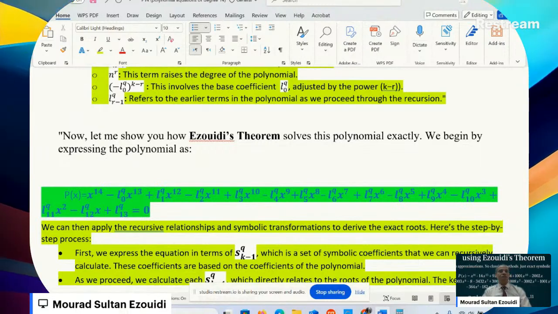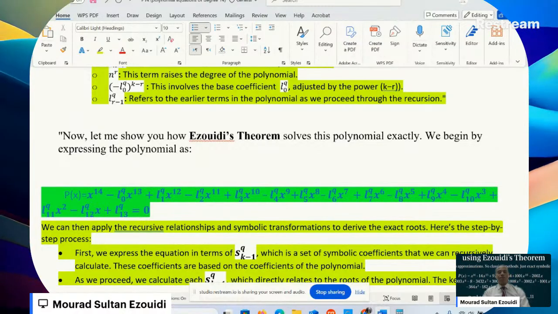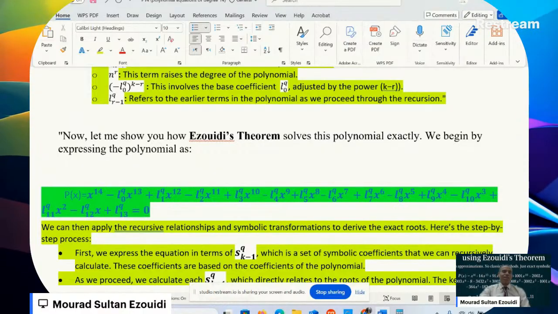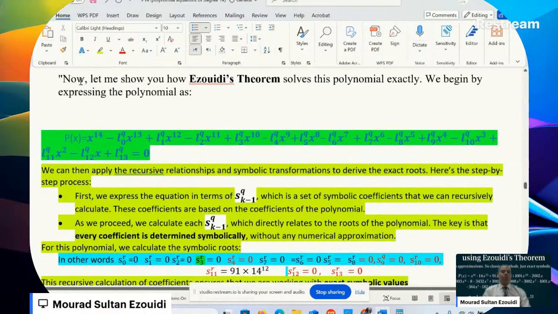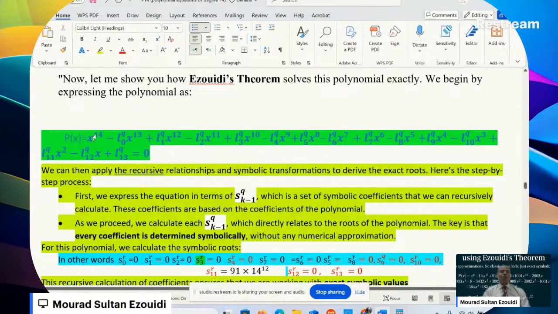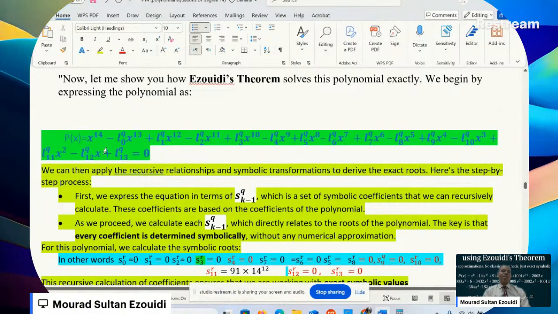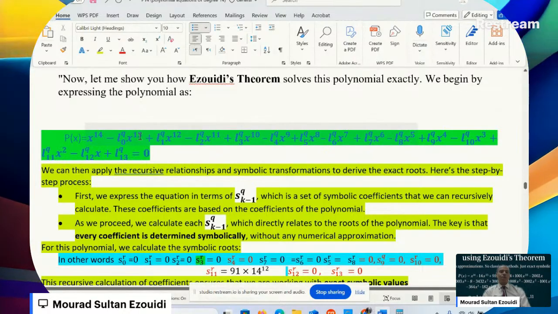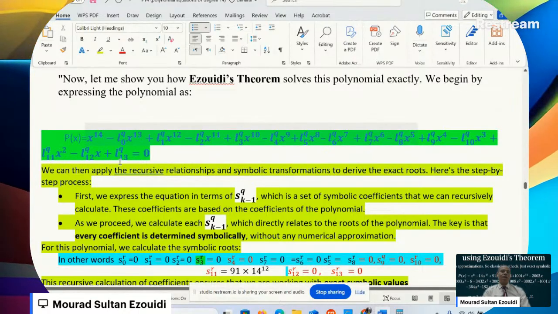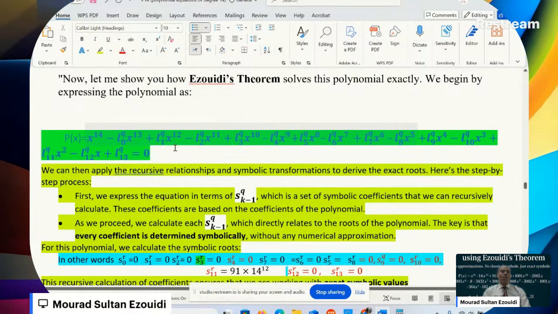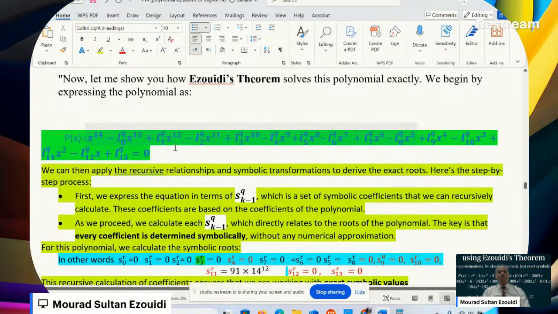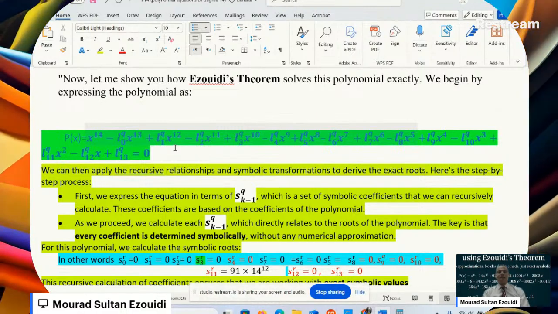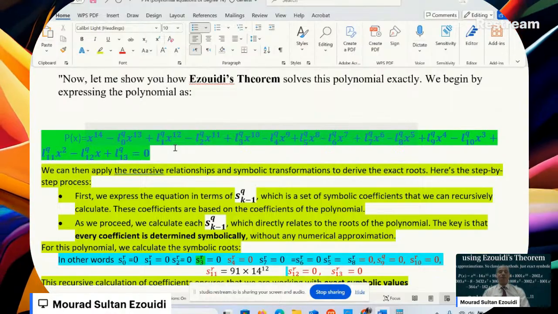So here, now let me, my professors and learners, show you how Ezouidi theorem solves this polynomial exactly. We begin with expressing the polynomial. This is the polynomial p of x equal x raised to the power 14, written in its standard form, x raised to the power 14 minus L0 42 x raised to the power 13 up to L13 at 42. We can then apply the recursive relationship and symbolic transformations to derive the exact roots. Here is the step-by-step process.